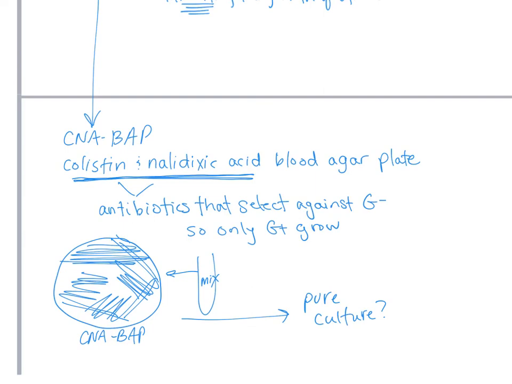Okay, we will also have a selective media that only gram-negatives can grow on. Okay, so it's important to have a selective media when we're doing our unknowns, to make sure that we're working with only a gram-positive or only a gram-negative. Okay, in the next video, we'll talk about what else you're going to inoculate for this lab.